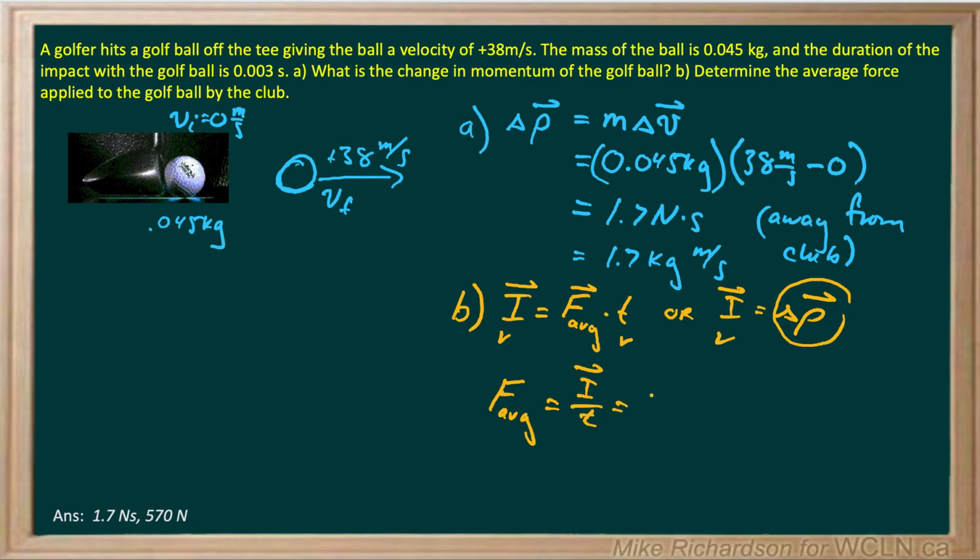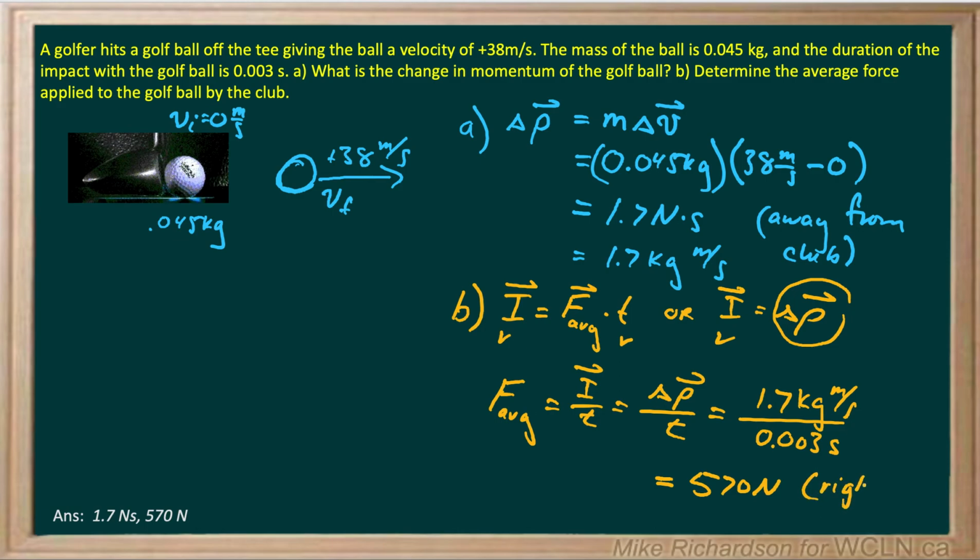My impulse is the change in momentum. It's the same thing. And my change in momentum was 1.7 kilogram meters per second. And if I divide that by the time of contact, which in this case was very short, 0.003 seconds, I get a force that acts on that ball of 570 newtons, also away from the club, or to the right in this case.